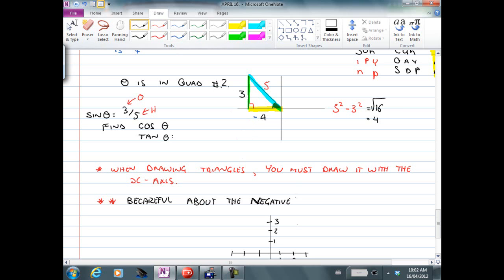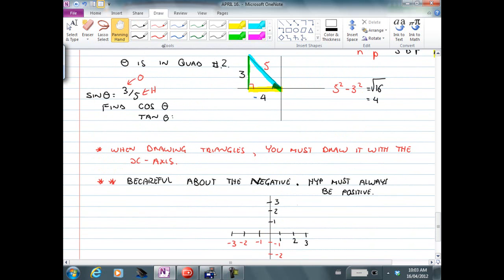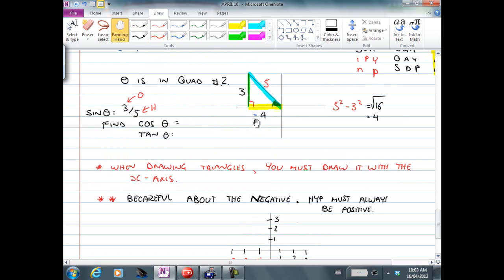Now, I'm going to ask you to write a few things down. Hypotenuse must always be positive. No exceptions to this rule. Doesn't matter where it's located, it's always positive. So guys, now I'm asking you for cos theta. Looking at my chart now, cos theta, would you agree, is adjacent over hypotenuse. So that'll be -4, and all we're going to write down is -4 over 5. I want you to write down what tan theta equals.